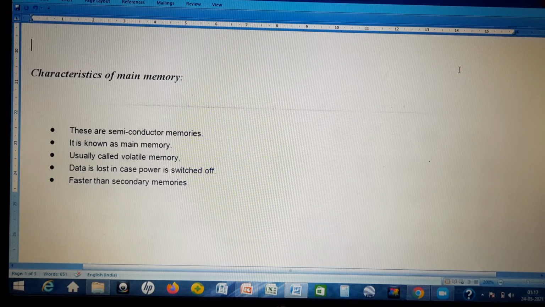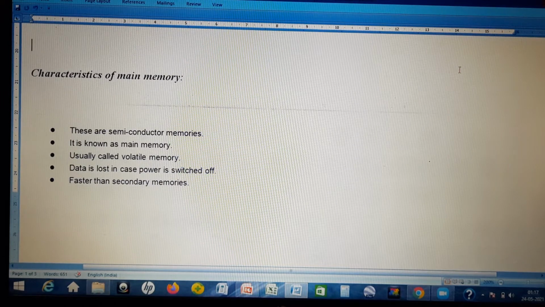Okay, and students, now you can see here the characteristics of main memory. What are they? Let's see. These are semiconductor memories. It is known as main memory, usually called memory. Data is lost in case power is switched off. It is faster than secondary memories.